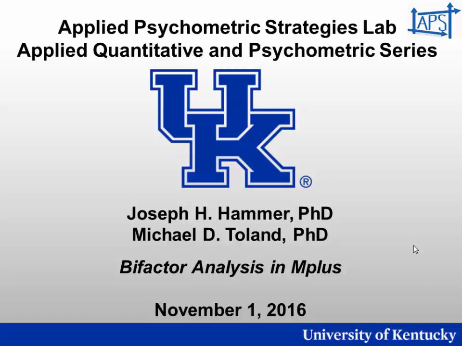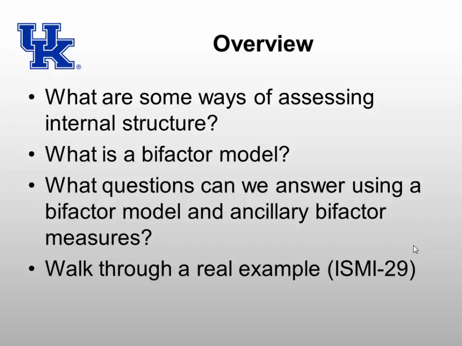Thanks for coming. So today we're going to talk about different ways of assessing internal structure, otherwise known as dimensionality. You might use factor analysis or other techniques to do that. We're going to talk about what a bifactor model is and how it compares to the models you're probably more familiar with, like unidimensional models or correlated factors models. And we're going to talk about what questions you can answer using bifactor analysis and ancillary bifactor measures, follow-up measures.